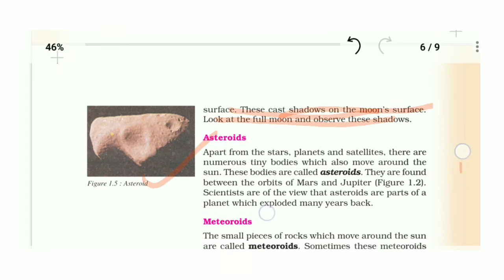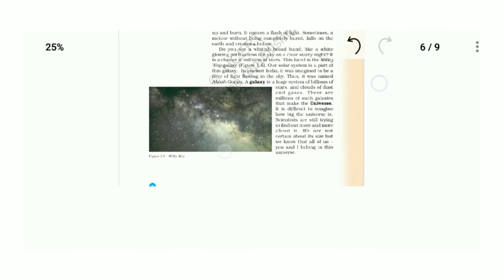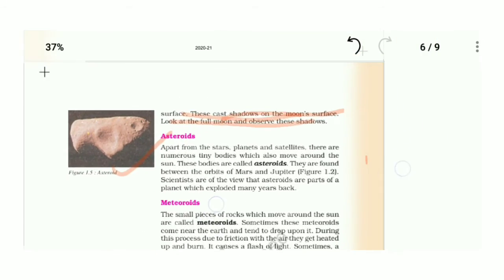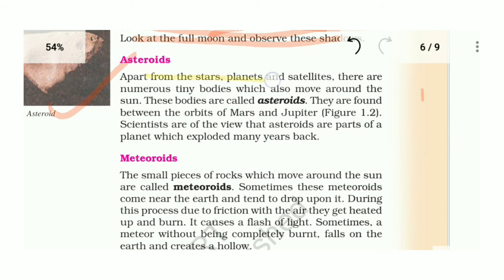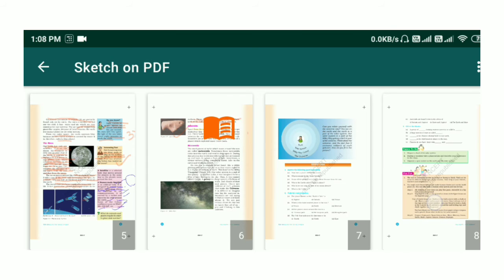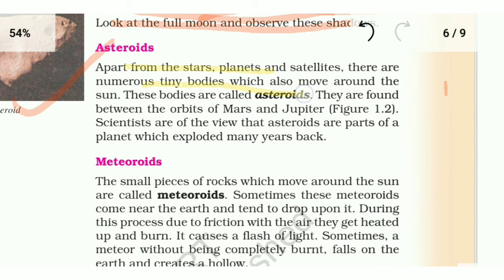And what are an asteroid and a meteoroid is our next topic. Apart from stars, planets and satellites, there are numerous tiny bodies which move around the sun, and these are called asteroids. They are found between the orbits of Mars and Jupiter, and this is called the asteroid belt. And what are asteroids? When the explosion happened, these are the parts of the planet. So this is what we call asteroids.